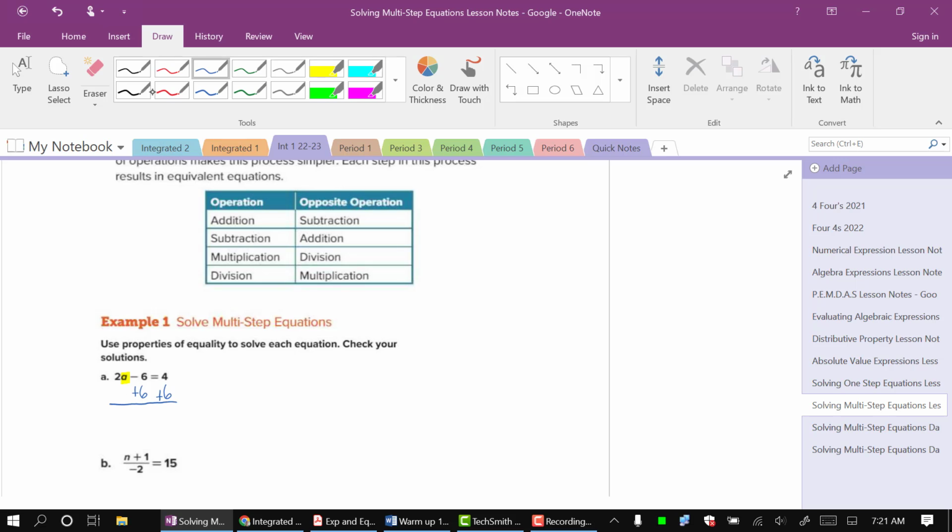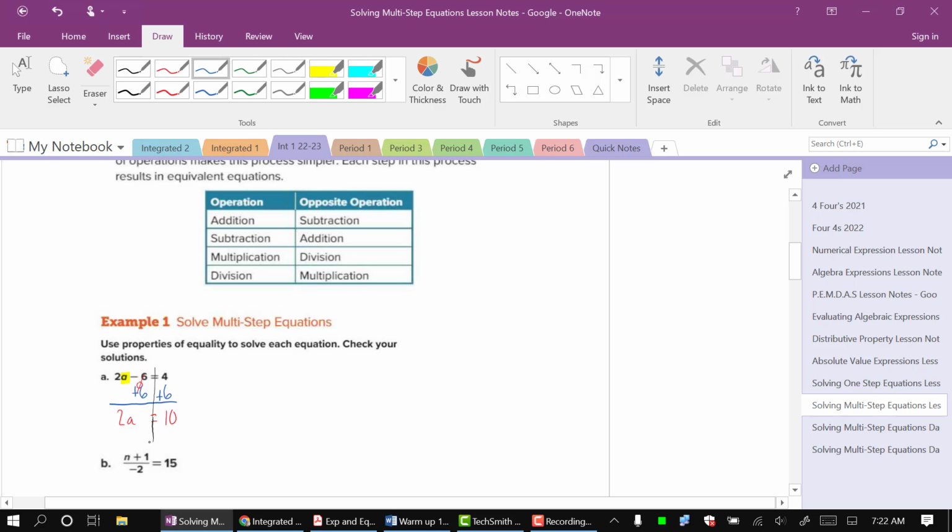And when I say both sides, I mean either side of the equal sign. So I can draw a line right down the center of the equal sign, and what I add to one side, I have to do to the other side. So negative 6 and positive 6 gives me a 0. That leaves me with 2a on the left. On the right, I have 4 plus 6 more, which is 10.